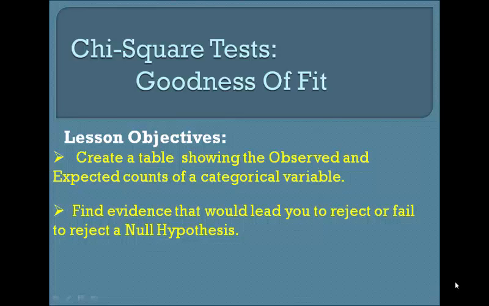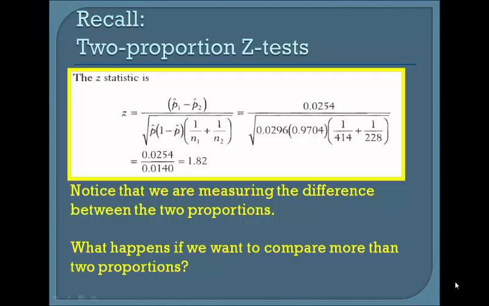Hello and welcome to this video tutorial on how to conduct a chi-square goodness of fit test. By the end of this video, you'll be able to create a chart showing observed counts and expected counts of a categorical variable. You'll be able to take the differences in those counts and, similar to finding a t-score or z-score, determine if the value is so large that you will be willing to reject your null hypothesis.